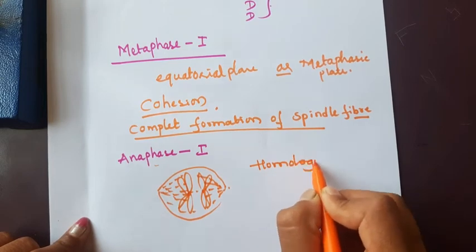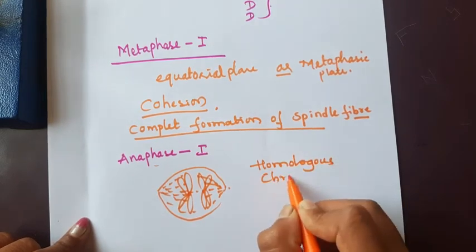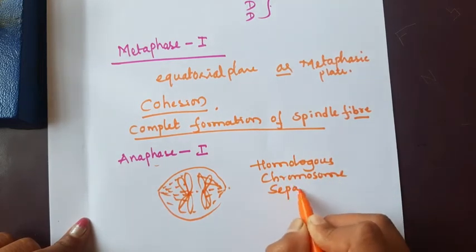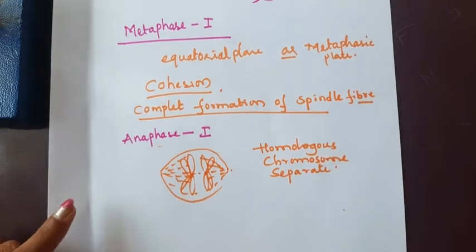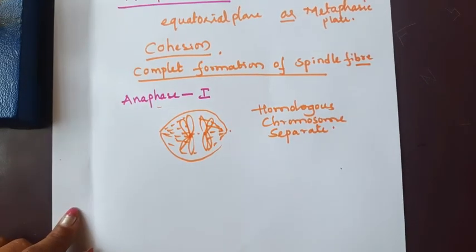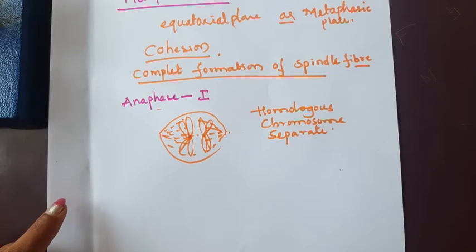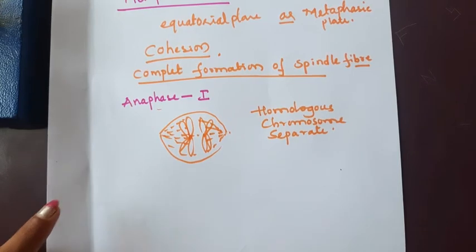Homologous chromosome separation, not the sister chromatids. There is no separation of sister chromatids, only the separation of the homologous chromosomes. The sister chromatids remain associated with the common centromere. The sister chromatids are attached with the common centromeres. After anaphase we can see the next step, that is telophase.